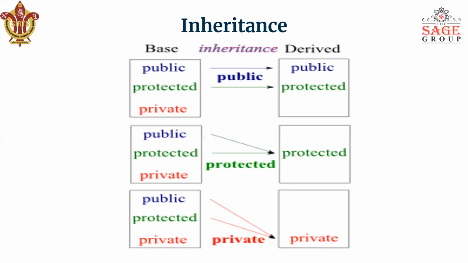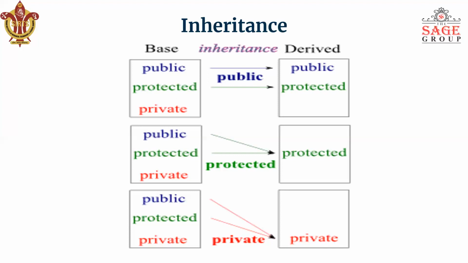Now if we change the visibility mode from public to protected, we can clearly see that both public and protected data of a base class come into the protected section in the derived class. Now private data is not inherited.